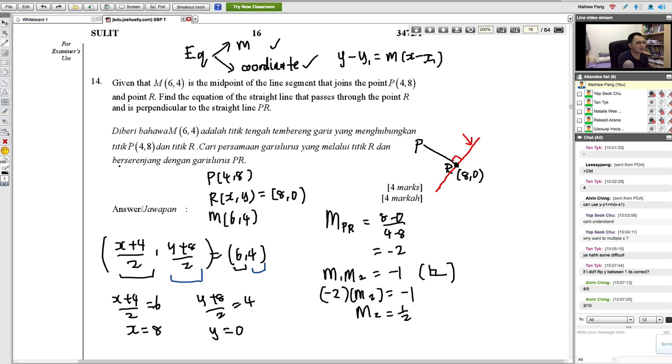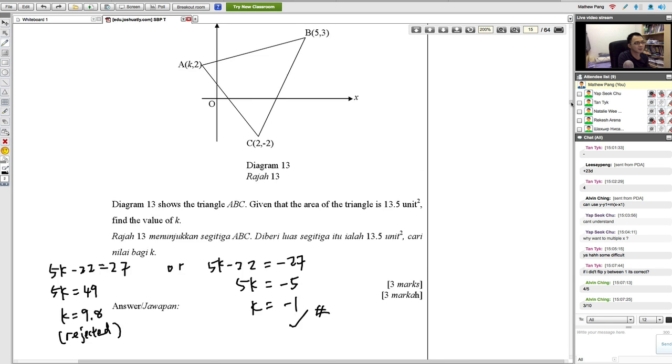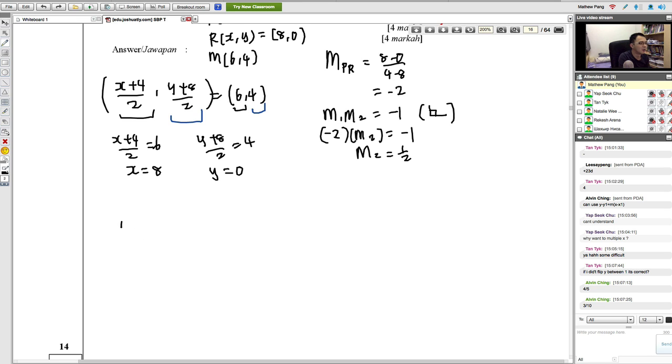Alright, so I will substitute to form the equation over here. My R coordinate is (8, 0). So y minus 0 equals 1 over 2 (x minus 8). So y will equal half x minus 4.